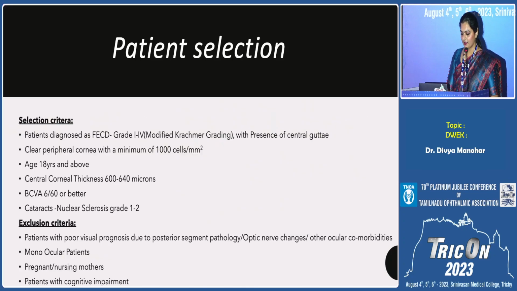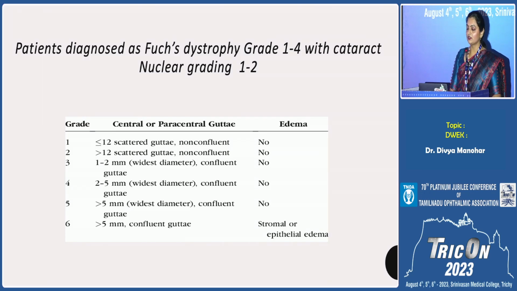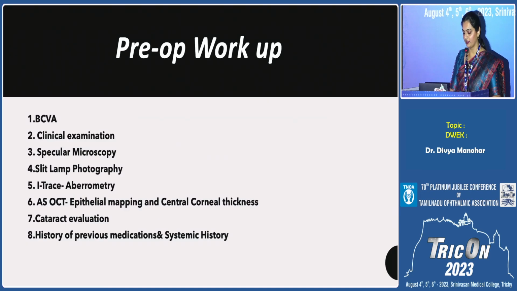Our patients were patients who had to undergo cataract surgery, with nuclear sclerosis grade 1 to 2, and who had a central corneal thickness of at least 600 and above, and best corrected visual acuity of 6/60 or better. It is good to have patients who have a central focal localized guttae and not throughout the cornea, because we need the migration of the good cells from the periphery. So it's good to have patients who have the central cornea involved, or at least a focal cornea involved.